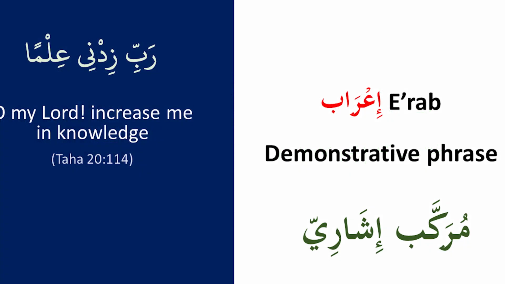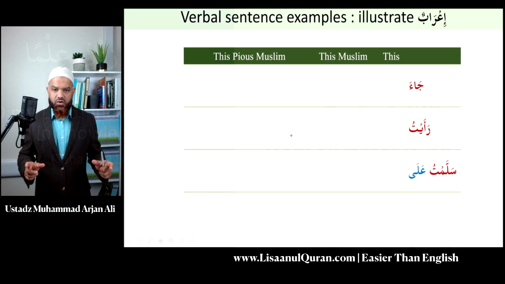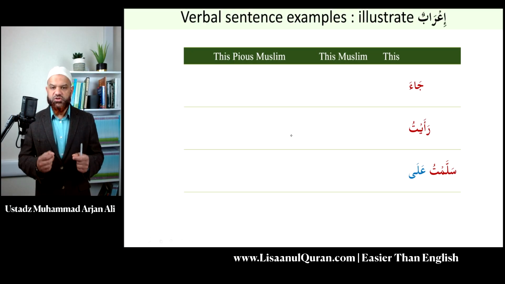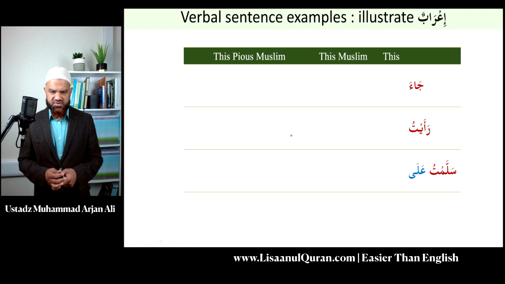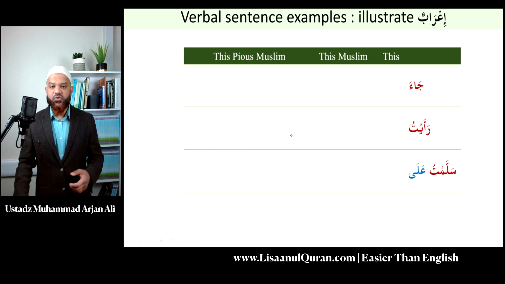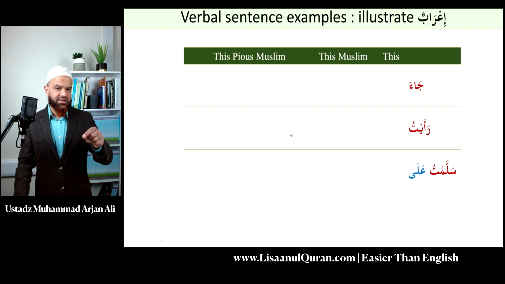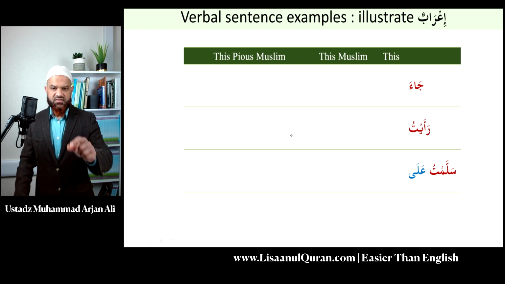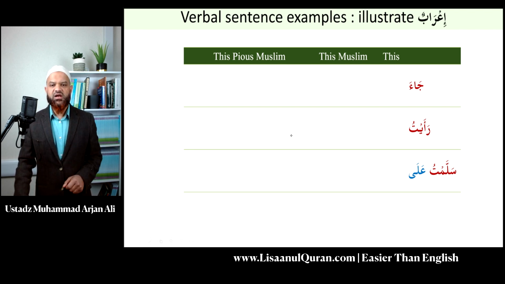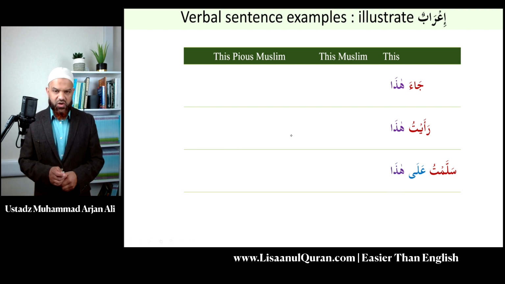I'rab of the demonstrative phrase. We know that the Asmaa-ul-Isharah, the nouns of pointing, do not change. They're fixed in every circumstance. So for example, if I want to say in Arabic, this came, I saw this, I gave salam to this, how will I say that in Arabic? Ja'a hadha, ra'aytu hadha, sallamtu ala hadha. So in all three circumstances it looks exactly the same.